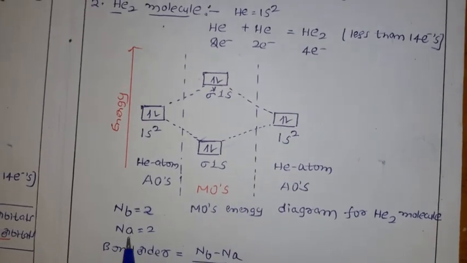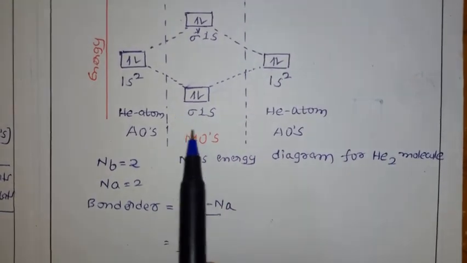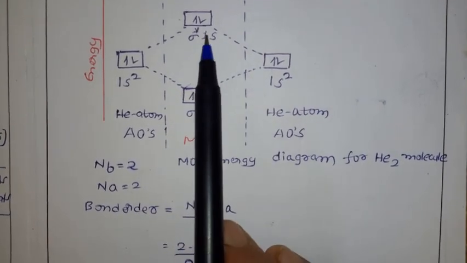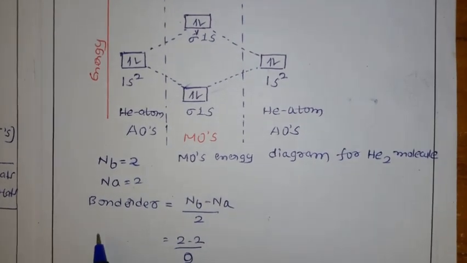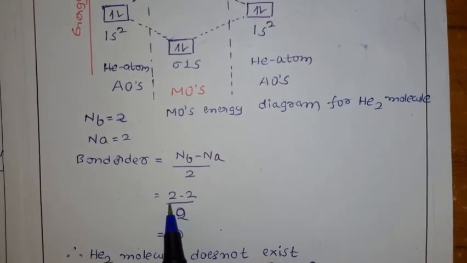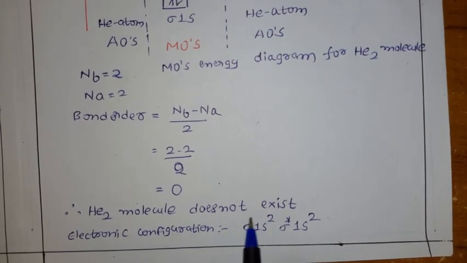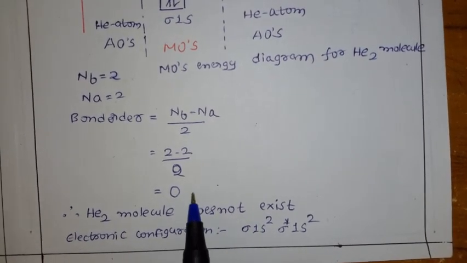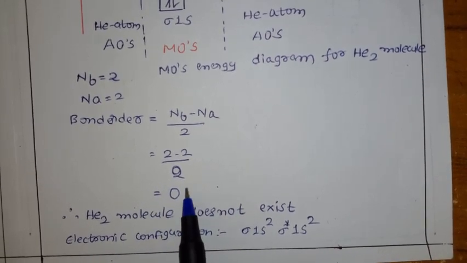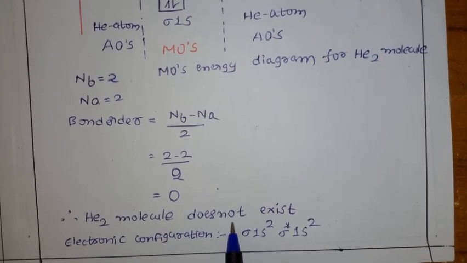Now come to the bond order calculation. In the bonding molecular orbital, how many electrons do we have? 2. In the antibonding, how many are there? 2. Now what is the formula? Bond order equals Nb minus Na by 2. So 2 minus 2 by 2 is 0. So the He2 molecule does not exist. Why? Because between the two He atoms, how many bonds do we have? 0, which means there is no bond. So the He2 molecule does not exist.